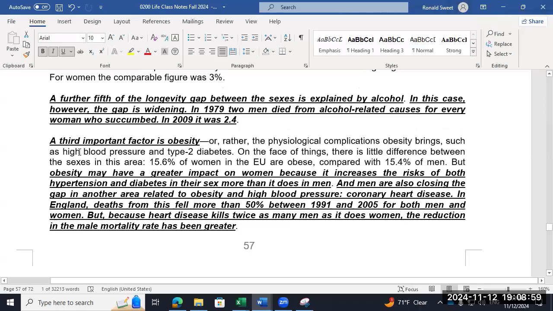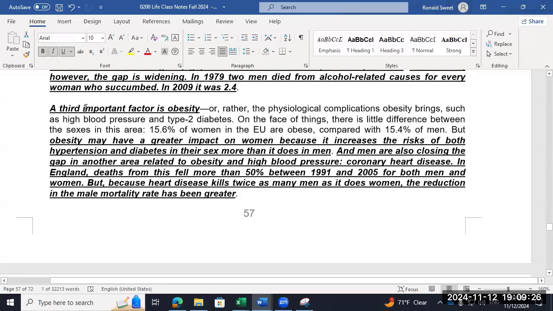A further fifth of the longevity gap is explained by alcohol. The gap is widening for men who died from alcoholic causes. So that's actually increasing in the other direction. Although your generation is drinking less than previous generations. But it's strange, there's been a shift in drug use from alcohol to drugs. So who knows what that's going to do.